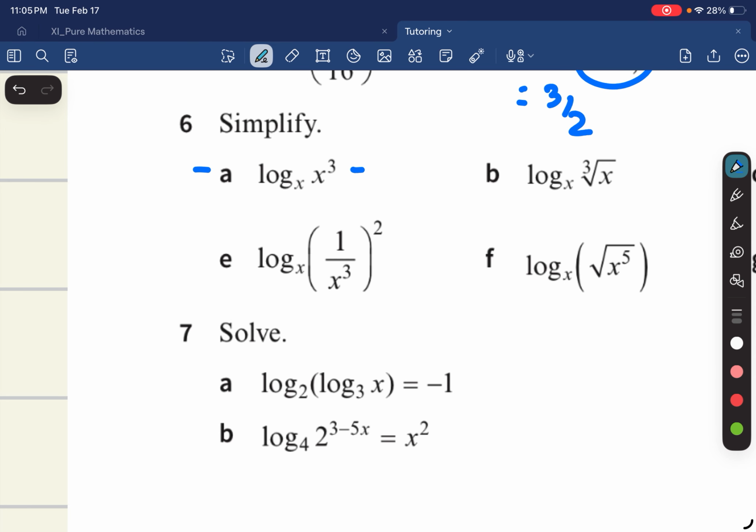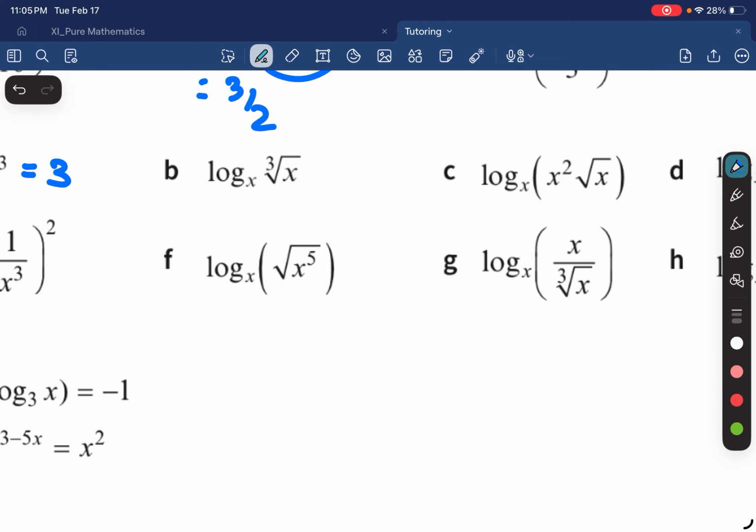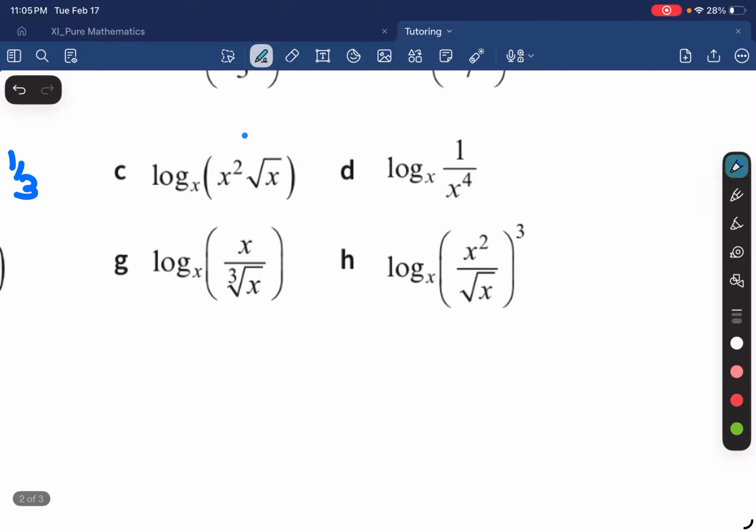And it makes sense even if you think of what the logarithm is as a definition. So this is going to be 1 over 3 because that is the exponent on x. Again, this is going to be x squared, 2 plus 1 over 2, that is 5 over 2. So I think you should get 5 over 2 as your answer.